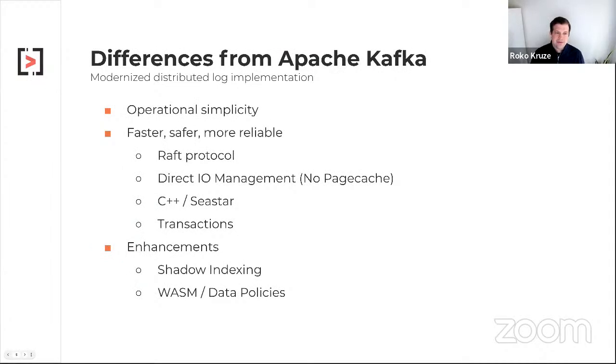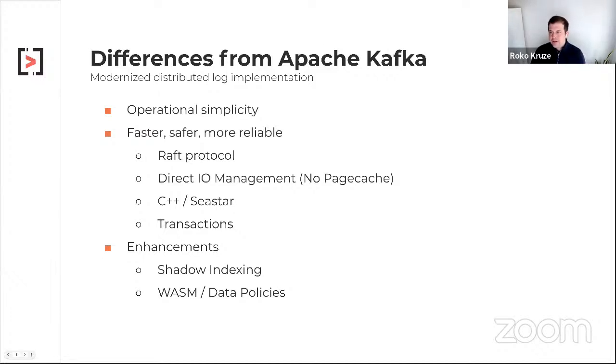First and foremost, it's around operational simplicity. RedPanda is a single binary. We statically link everything together into a single binary that we provide. We are using Raft within the system itself for all cluster state information, and also for all the replication happening within the system. We are using direct IO, so there's no page cache.